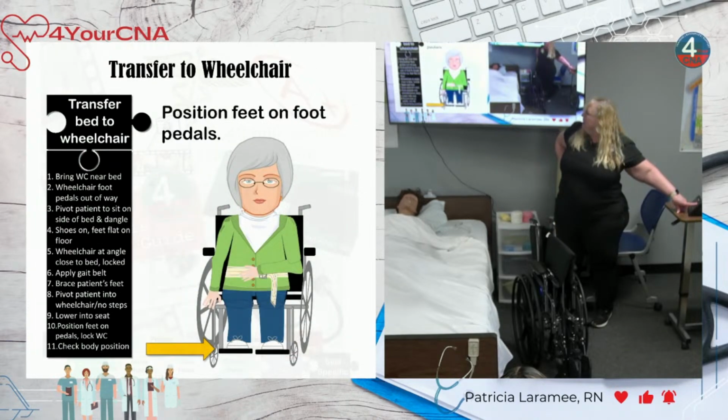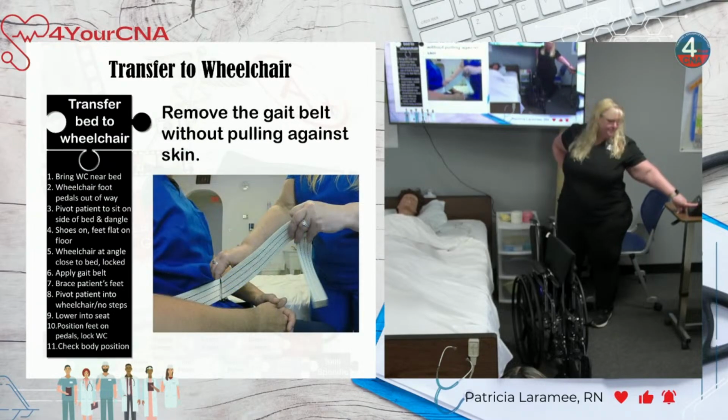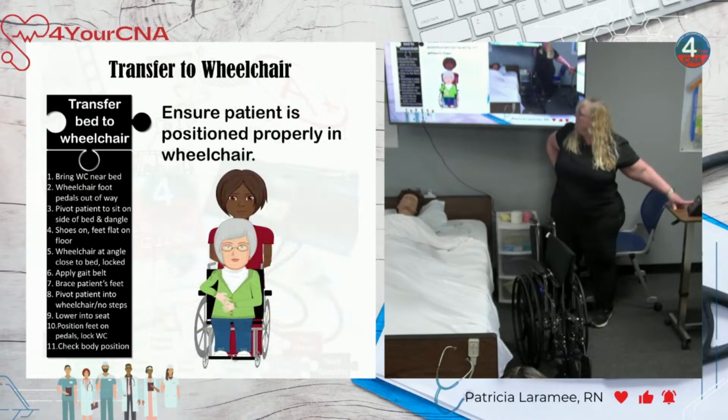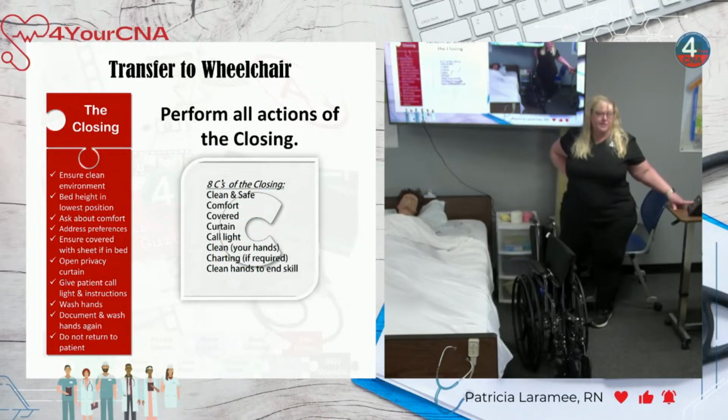Position the feet on the foot pedals. We're going to take the gait belt off. Check their body position. Turn them so they're not facing the wall. And lock the wheelchair. It doesn't matter when you take the gait belt off, before you turn them, after you turn them, nobody cares. And you don't have to lock it if they're able to move, correct? You always lock the wheelchair. If they're able to move, they'll unlock it. Okay. We lock it. And then we'll do the steps of the closing.